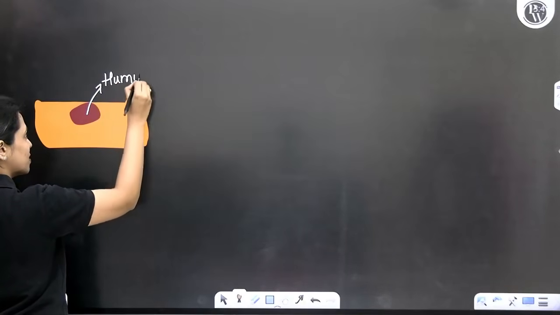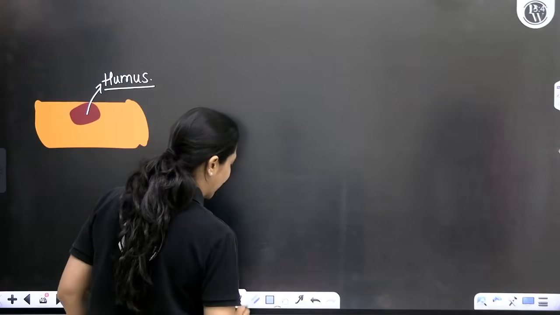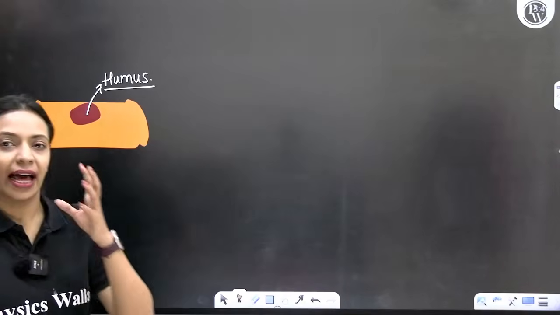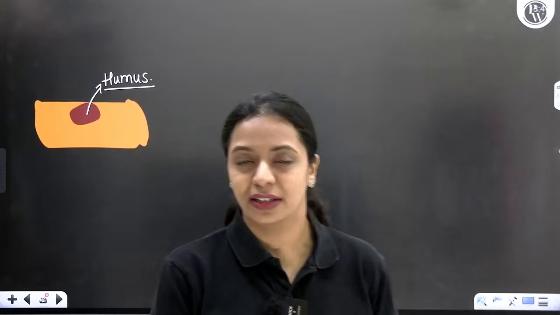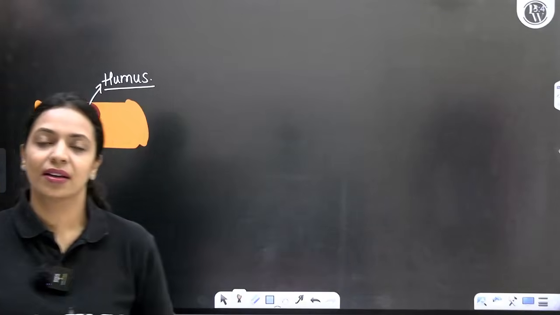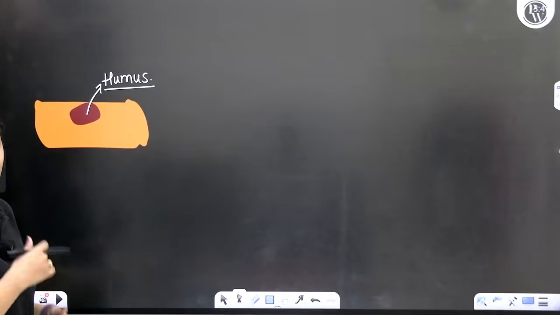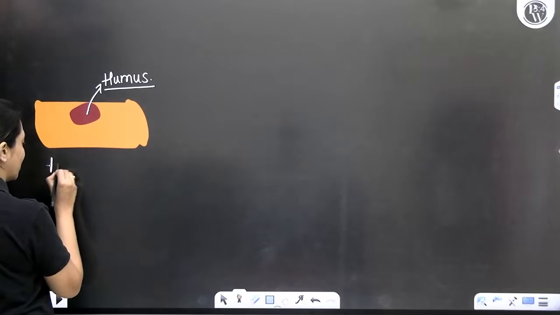This humus will degrade very slowly. It is very resistant to microbial action. It acts like a reservoir of organic matter in the soil. It is colloidal in nature. Alright. So, this dark amorphous substance humus forming is what we call humification.